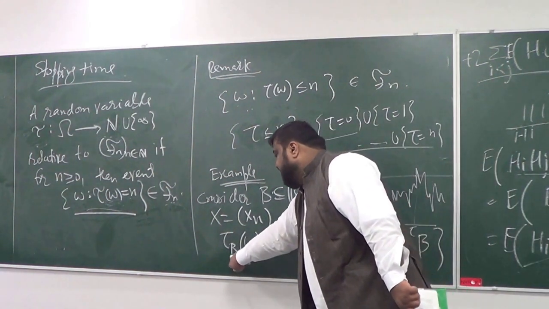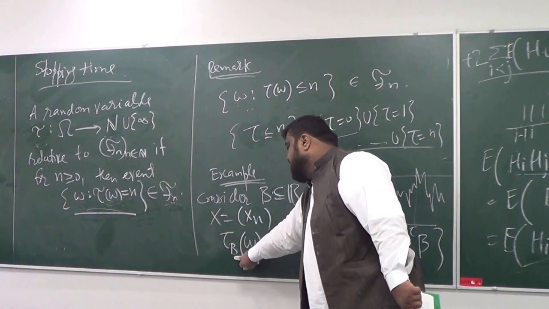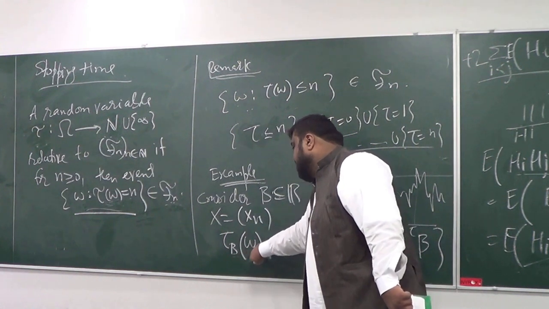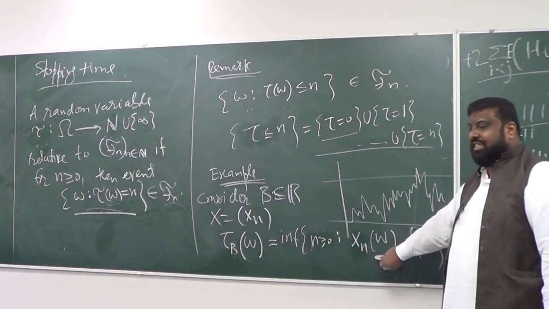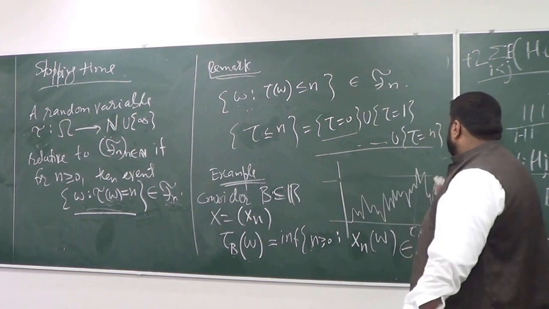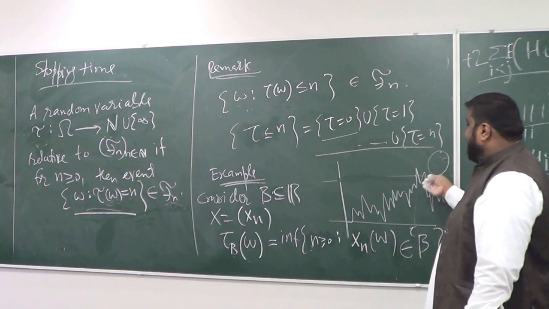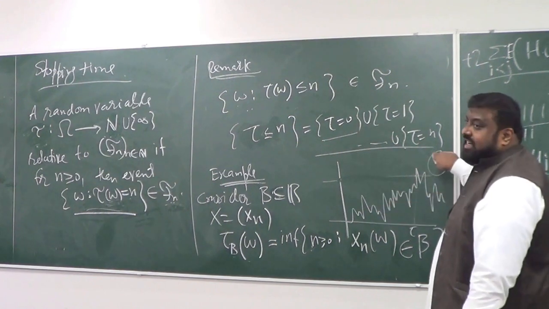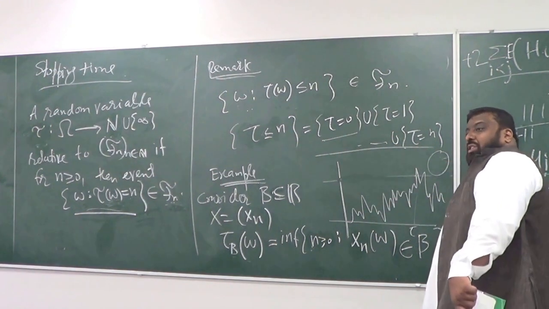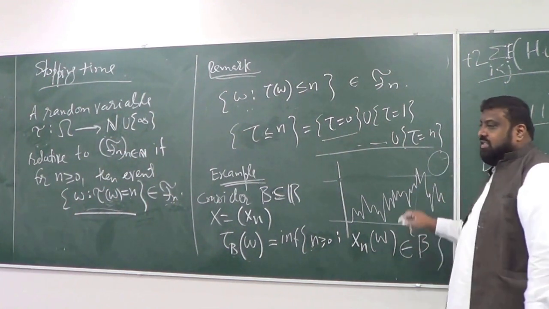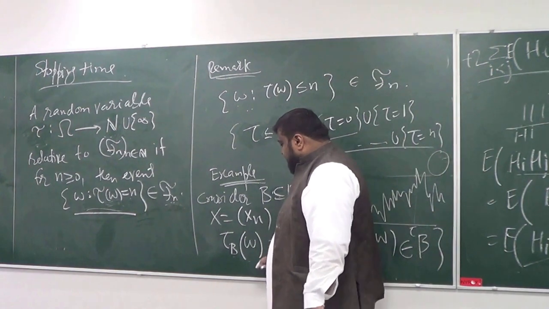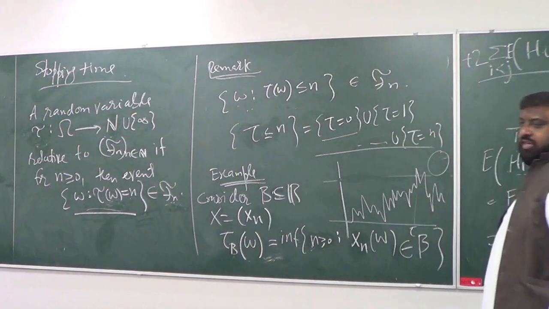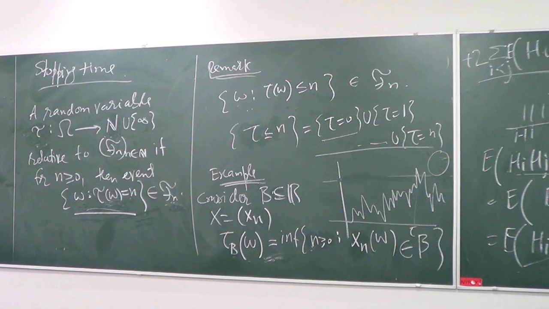So I'm defining the time tau b relevant to omega. It's the first instant such that this process enters into this ball. So the more appropriate picture would be maybe you have a ball or interval or whatever, and this process enters first time and could leave the ball as well. But I'm interested in the first instant when it enters into the ball or hits your required barrier. Question: is this what you call a stopping time?